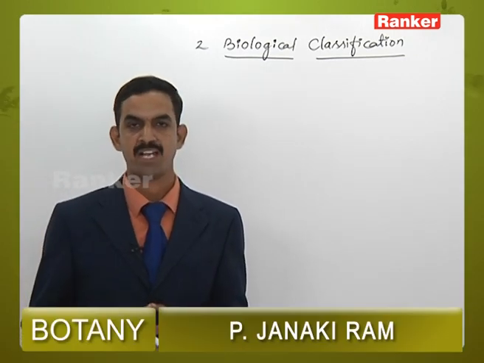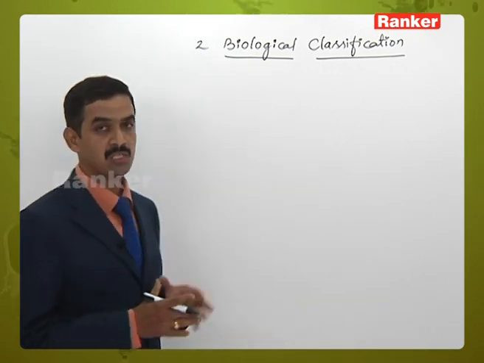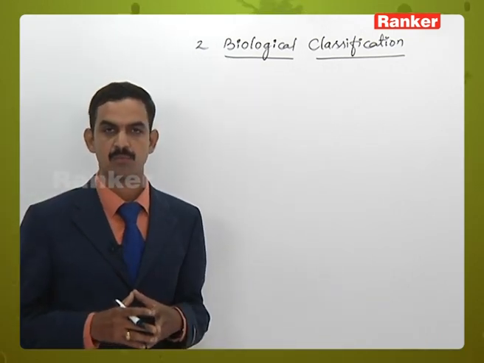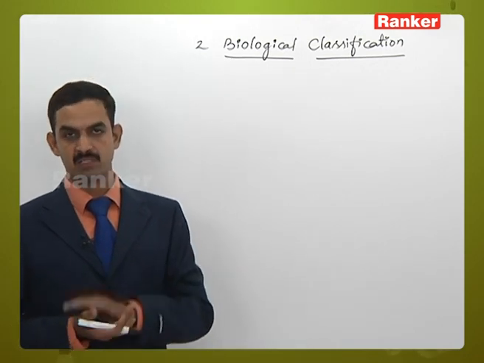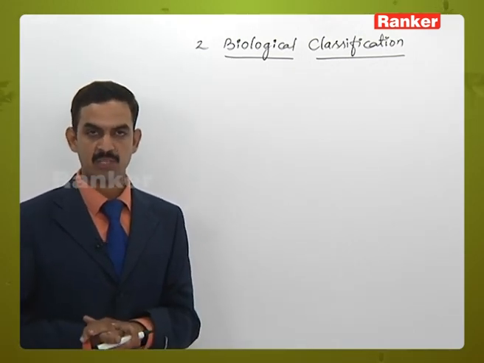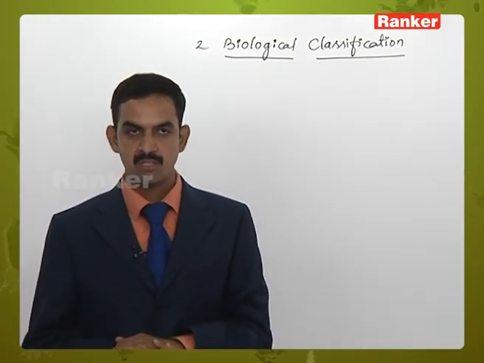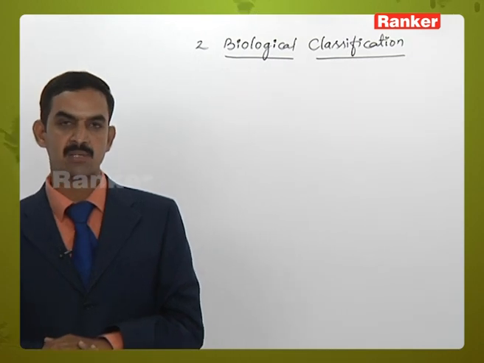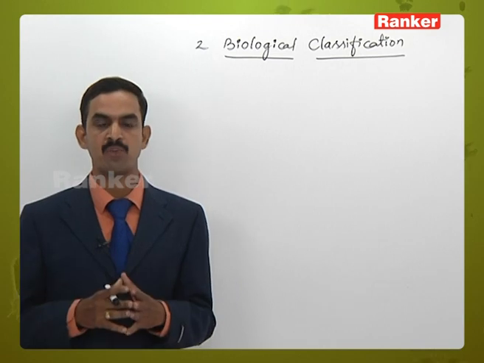Chapter number 2, biological classification. In the second chapter, that is biological classification, the classification of plants based on various characters, starting from plants to animals, has been categorized by various groups of scientists. So the first scientist to be considered here is Aristotle, who had classified the organisms into two groups based on presence and absence of red blood cells.